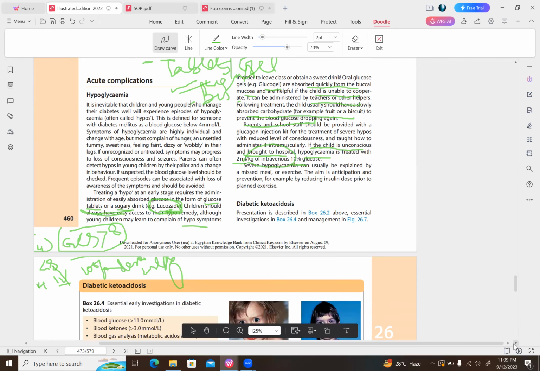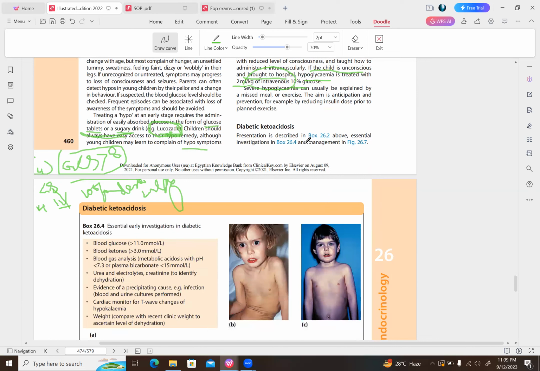Diabetic ketoacidosis I discussed in quite detail yesterday, and hopefully it is very clear by now. This is all repetition of those things which I have discussed.